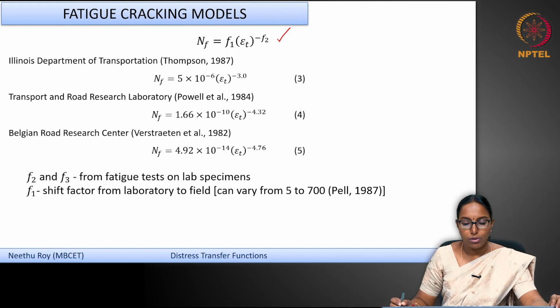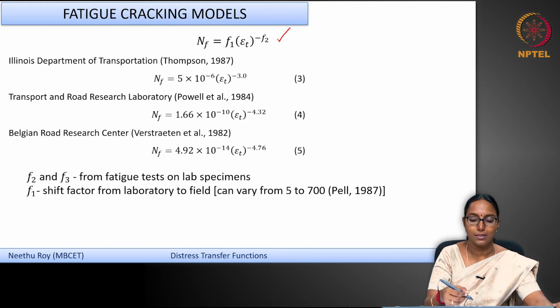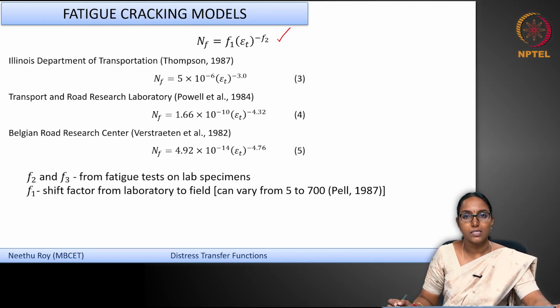So, what you have to note here is that the F2 factor, from the fatigue test on lab specimens, the parameter or the coefficient doesn't vary much when it is done at different laboratories. You see that the coefficient varies from about 3 to 5, whereas in the case of the F1 coefficient, you see that in these three models itself, it varies from 10 raised to minus 6 to 10 raised to minus 14.